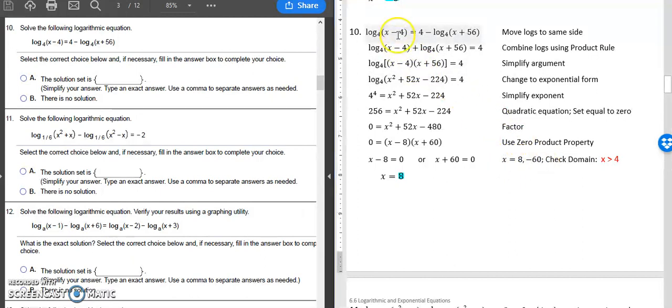Going back to our original domain, from the left side, we have x is greater than 4. From the right side, we have x is greater than -56. However, the x being greater than 4 will trump that. So the final domain is going to be x is greater than 4. So the -60 will not be included. The final answer will just be x equals 8.